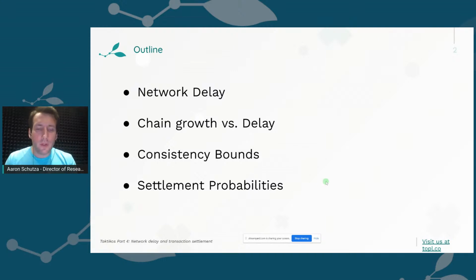And then finally, we'll look at the probabilities of settlement violations, the settlement probabilities. It gives you what assurance that a block is going to be persistent on the blockchain or part of the canonical chain of the blockchain.